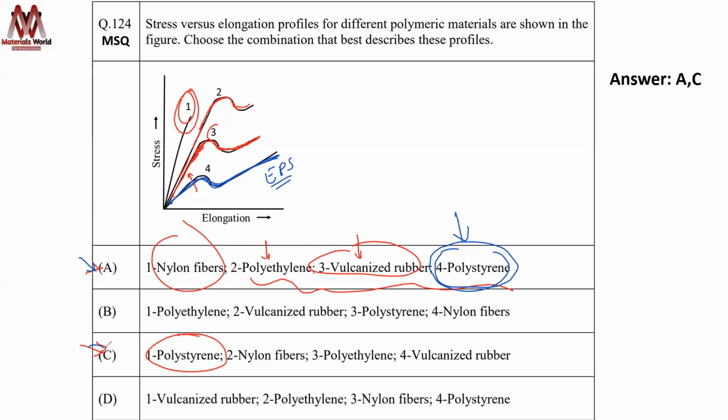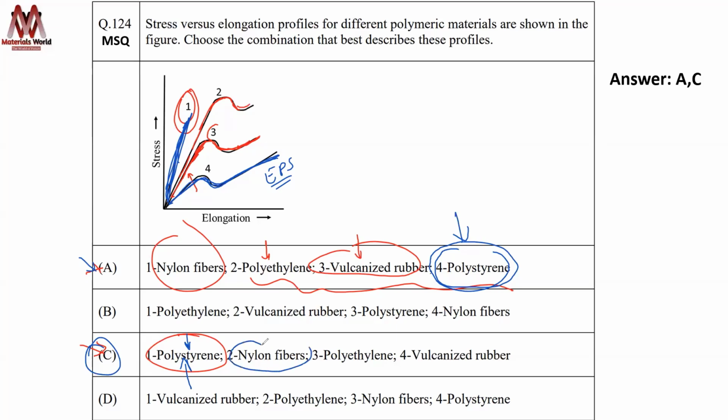Now let's check for C. First is polystyrene. That means this polystyrene is not expanded polystyrene. This polystyrene is brittle polystyrene. See how they have mixed a lot of things, like types of polystyrene also. That's why it becomes multiple select. Otherwise, it's very difficult. Polystyrenes can also be brittle, so one can be answered.